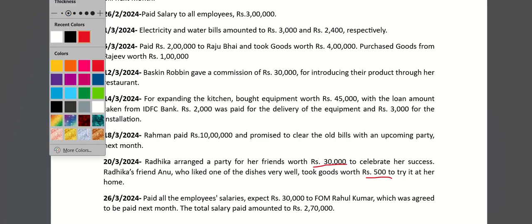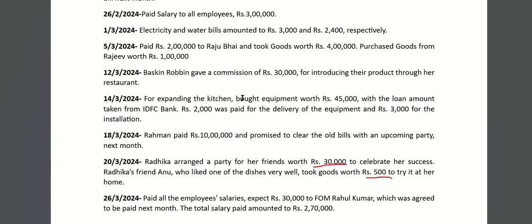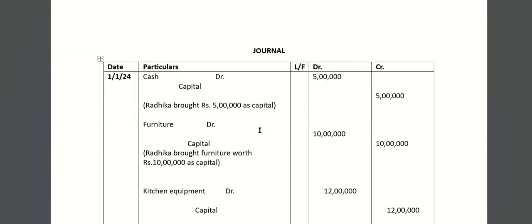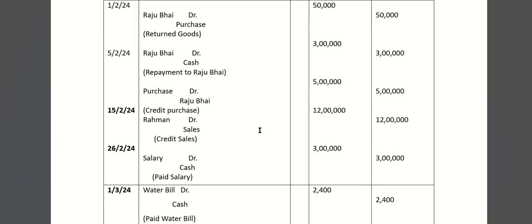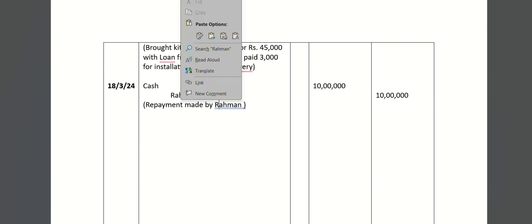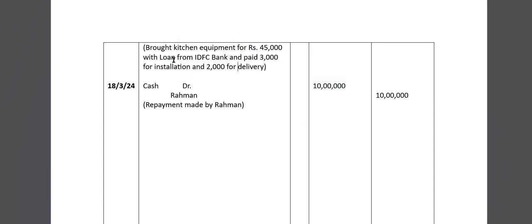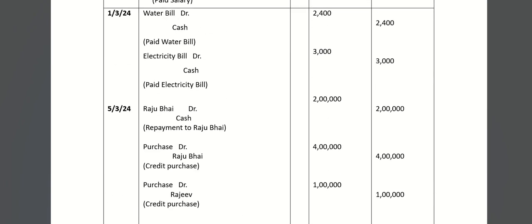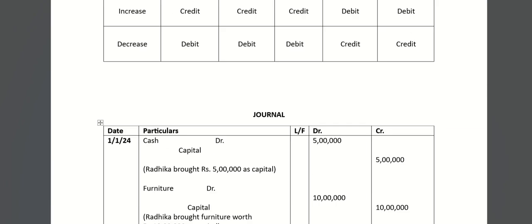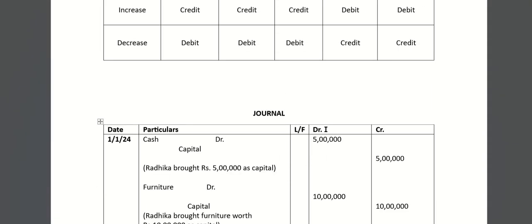If you feel it's something complicated, don't worry. This is something that rarely comes to your account, but we should know what all things can happen in a business and how to take this up as a journal entry. Now we will see how to write it as a journal entry. Don't worry. Okay. The date was 23/2024. What were the amounts? Yeah, 30,000 and 500.